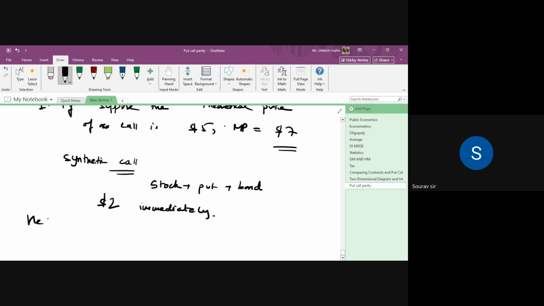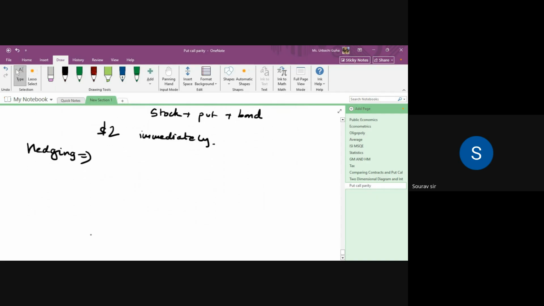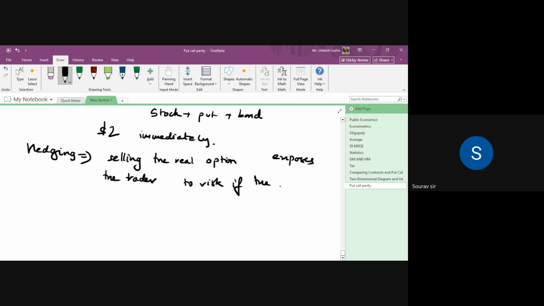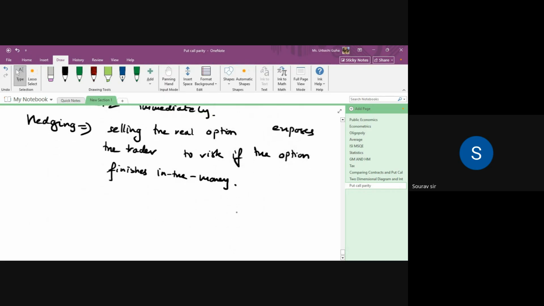Hedging, there is an option. Selling the real option exposes the trader to risk if the option finishes in the money. Okay. So to eliminate this risk, they hedge by buying.